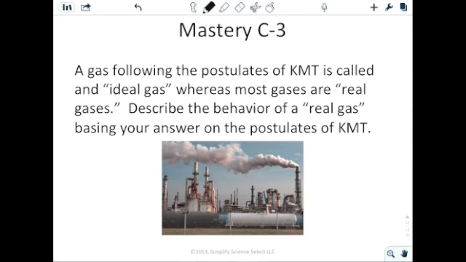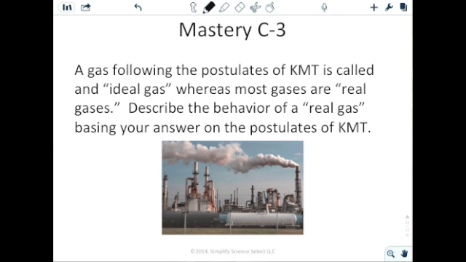And our last example says a gas follows the postulates of the kinetic molecular theory. When it does that, we call it an ideal gas, whereas most gases are real gases. Basically, we use those to describe gases to try to better understand them, but we really have real gases in real life. So describe the behavior of a real gas based on the postulates of the kinetic molecular theory. Basically, the kinetic molecular theory is a perfect situation.